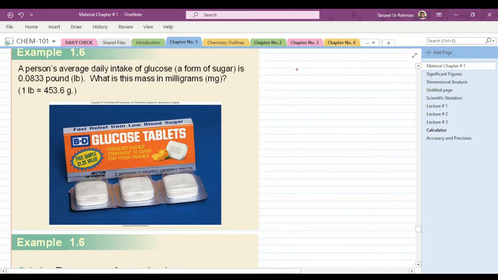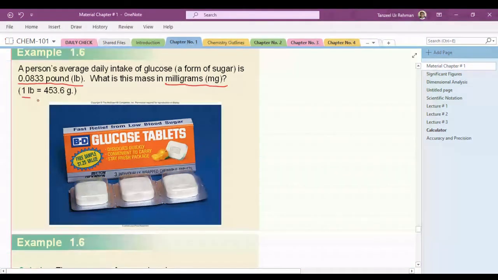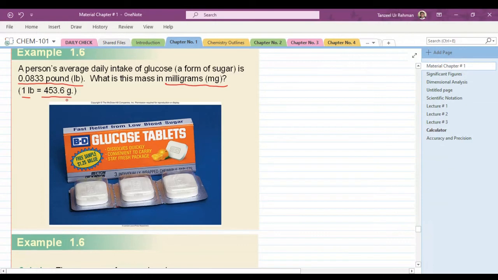Now let's discuss our examples about dimensional analysis. So here is our first example. A person's average daily intake of glucose is 0.0833 pounds. So our question is in pounds. What is this mass in milligram? We have to calculate in milligram. And what is the conversion factor? 1 pound is equal to 453.6 grams. So pound to gram we can easily convert, and then gram to milligram we have to use our calculations.